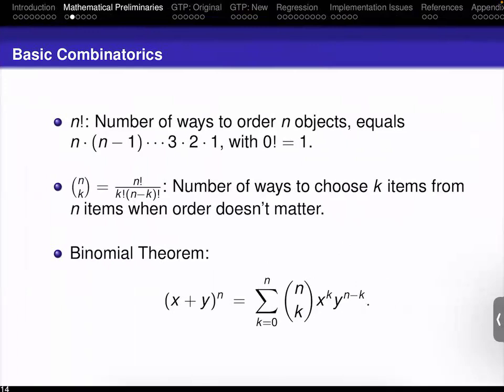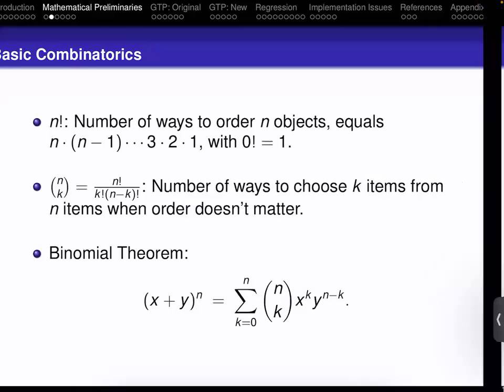And then the binomial theorem: x plus y to the n is the sum of n choose k, x to the k, y to the n minus k. One of the first times you might have seen this is if they were rigorously proving how you take the derivative of x to the n. If you want to calculate x plus h to the n, you'd use the binomial theorem.